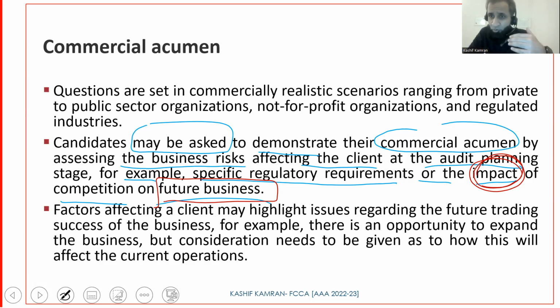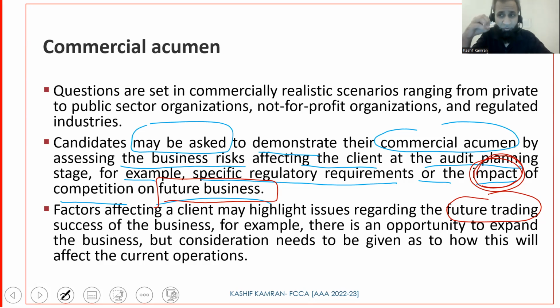How would that affect your trading in the future? There might be opportunities, there might be threats. You need to look at the future trading of the business. You need to see how the current situation given in the case study affects the future trading of the business. Now, a question on going concern will give you the problems the client is facing, not just the threats, but also the opportunities. There will be a blend of them.